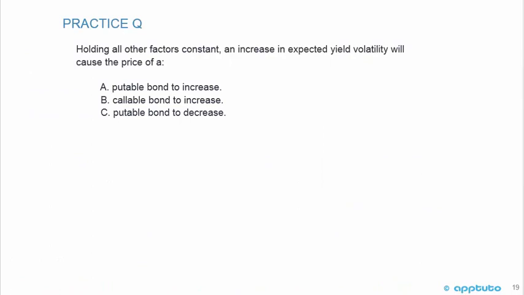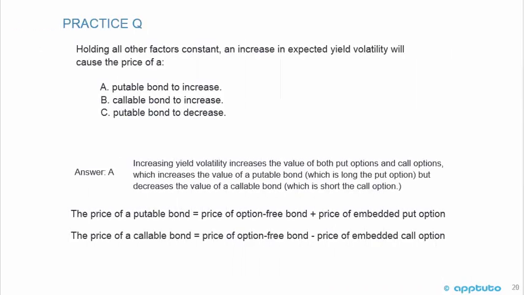Another practice question: holding all other factors constant, an increase in expected yield volatility will cause the price of A, puttable bonds to increase, B, callable bonds to decrease, or C, puttable bonds to decrease. You can see that this question was very similar to the last one. Practice makes perfect. I just wanted to re-stress that the correct answer here is A. Increasing yield volatility increases the value of both put options and call options. We'll see that later in derivatives. This increases the value of a puttable bond, which is long the put option, but decreases the value of a callable bond, which is short the call option.